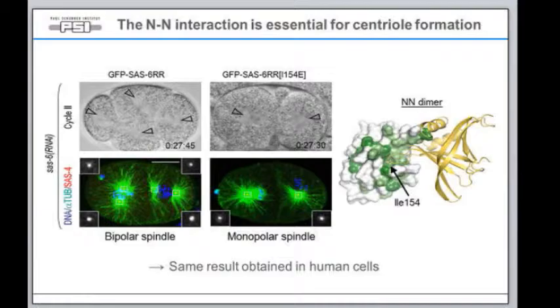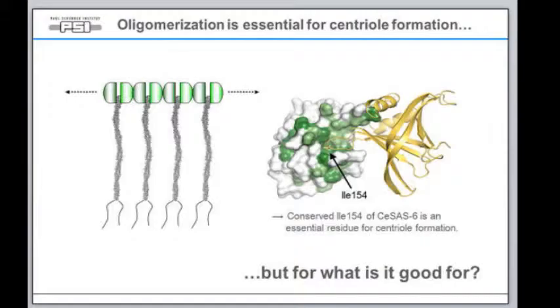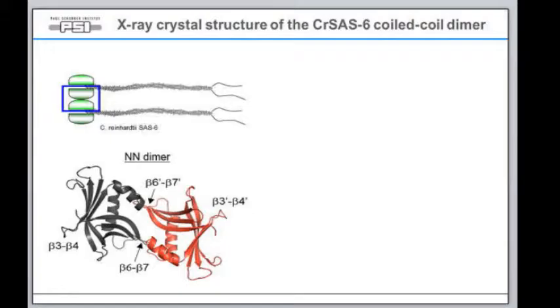And we could confirm the same result also in human cells. So this tells us that this oligomerization is really essential for centriole formation. But so far, we did not answer what it is good for. What is the role of this oligomerization? We went back to crystallography. So remember, the dimer that we solved is the dimer that mediates the oligomerization between SAS-6 dimers.